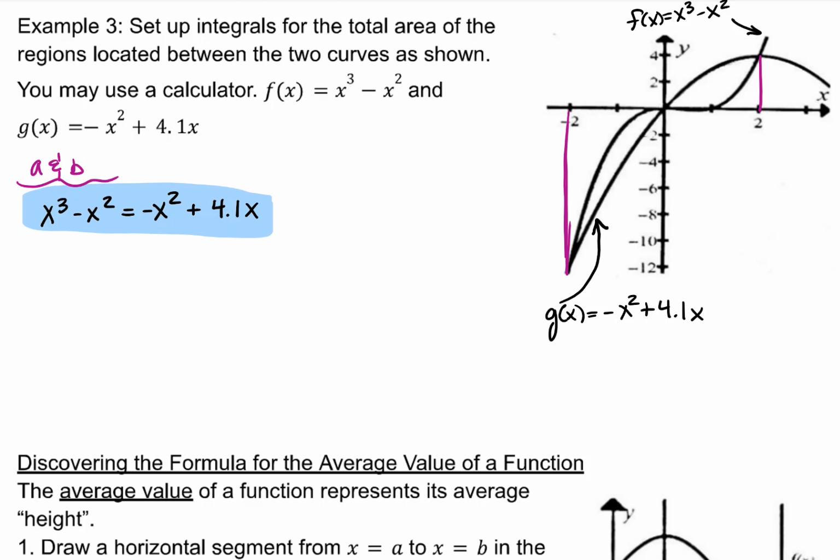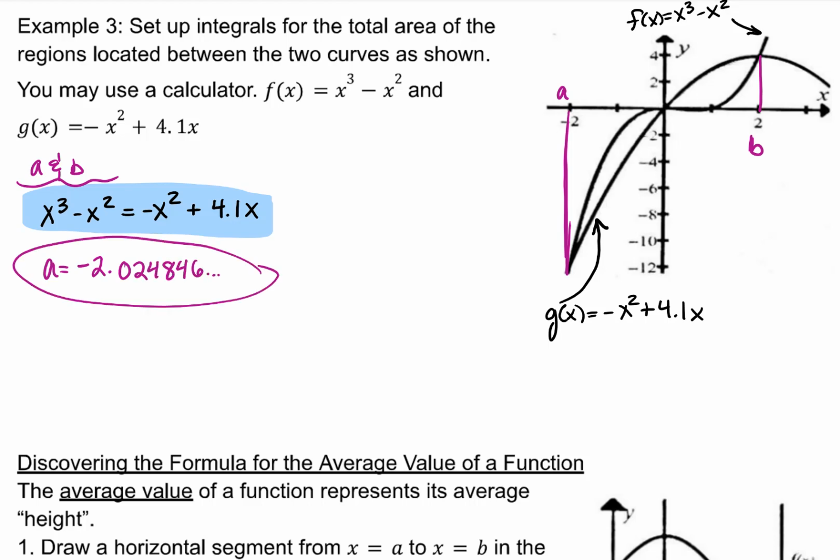Then press alpha enter to solve. The solution for x that's closest to -2 is -2.024846, and so on. What we need to do is save this value in our calculator so we can refer back to it while integrating. We don't want to round intermediate values like this one, otherwise we won't get the most accurate answer. This is the x value it's giving you.